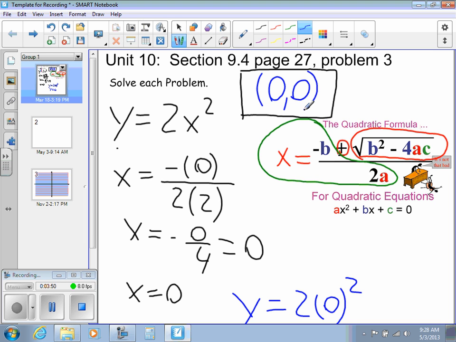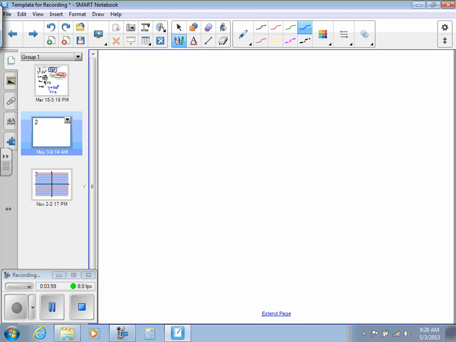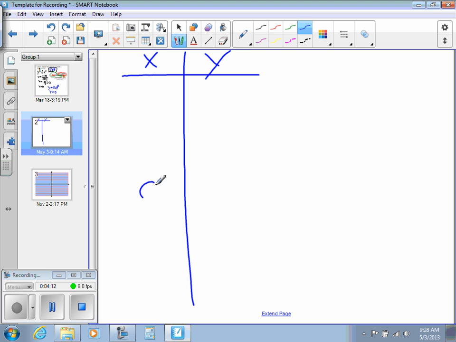Now, in order to be able to graph this, we need to find some more points. Before I go too far, we're going to make a t-chart to keep track of these. So here's my x, and here's my y coordinate. The first point we found, and I'm going to put it down here in the middle, because it's the vertex, it's the line of symmetry, it really belongs in the middle, is (0, 0). We're then going to find some points on either side of that.